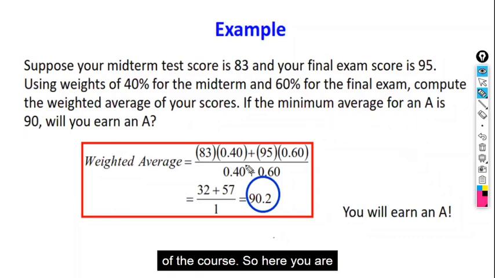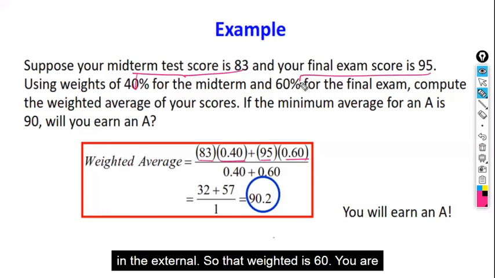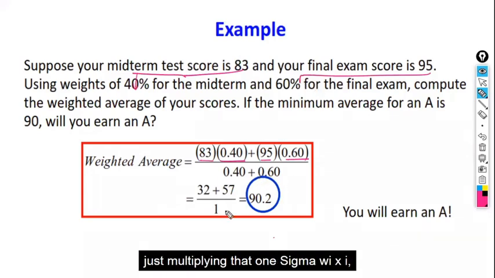So here you are going to write 83 into 0.4, 95 into 0.6, because 83 you have got in the midterm. The weightage of midterm is 40. 95 you got in the external, so that weightage is 60. You are just multiplying that one, sigma WiXi.